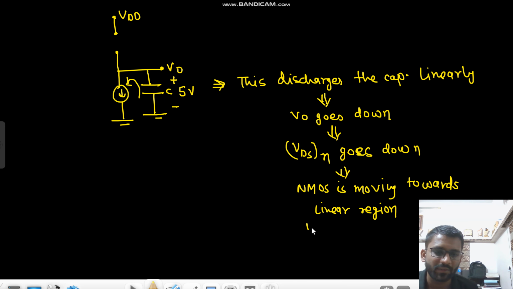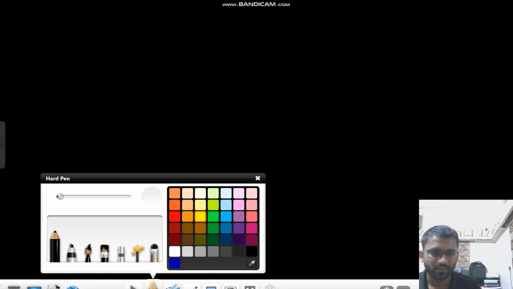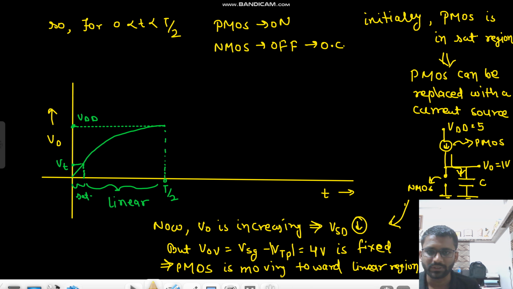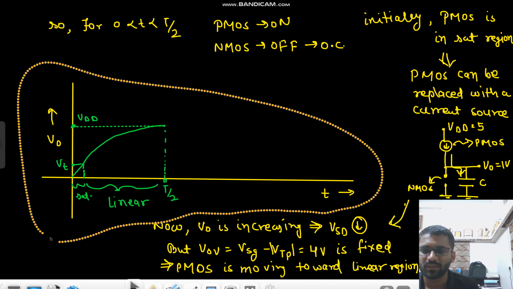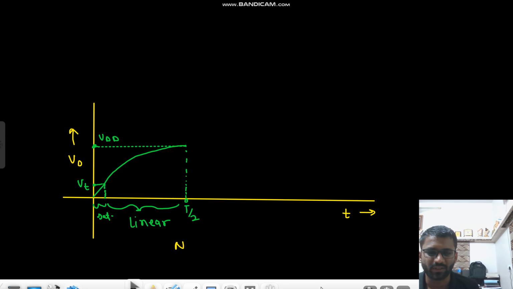That means when VDS is less than V overdrive, and VDS is V naught, that is less than 4 volts, then we will move to linear region, right? So how will the output look like? What I can do is that I can simply copy this one and paste it here.